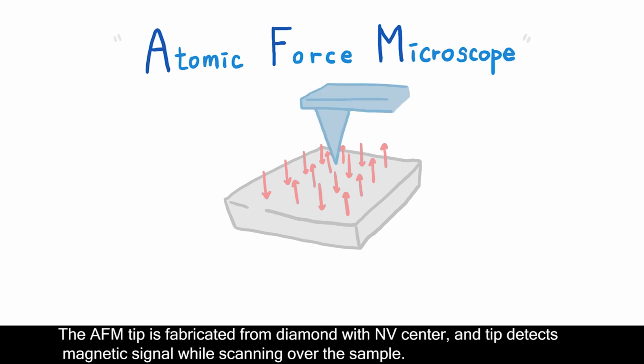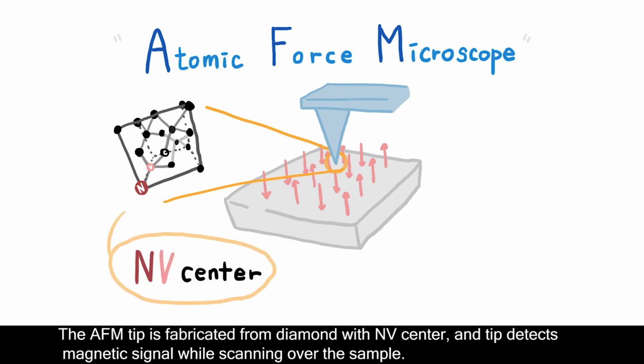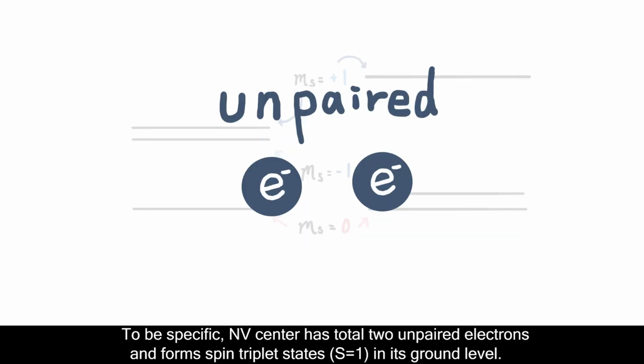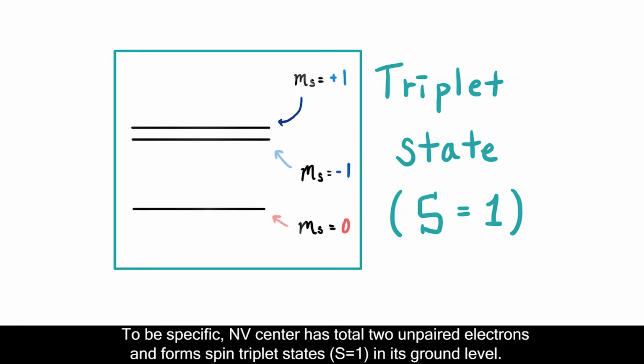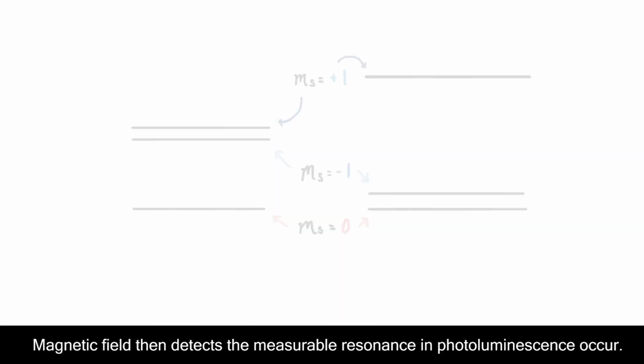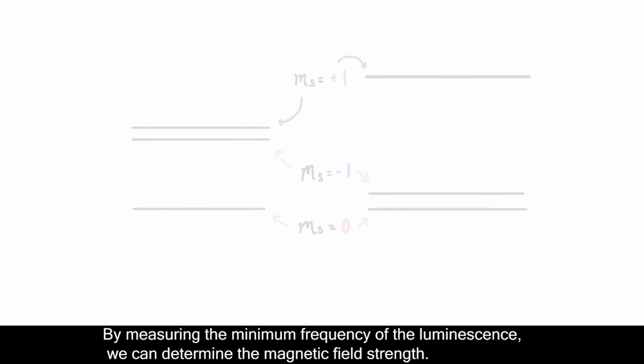The AFM tip is fabricated from diamond with an NV center, and the tip detects the magnetic signal while scanning over the sample. To be specific, the NV center has a total of 2 unpaired electrons and forms a spin triplet state S equals 1 in its ground level. Magnetic field then causes measurable resonances in the photoluminescence to occur. By measuring the minimum frequency of the luminescence, we can determine the magnetic field strength.